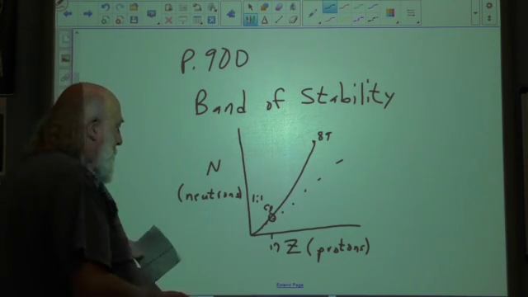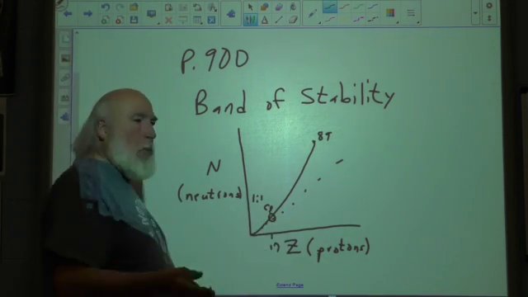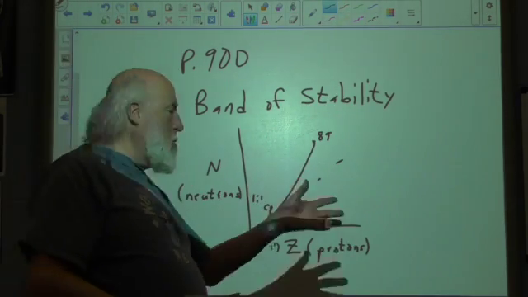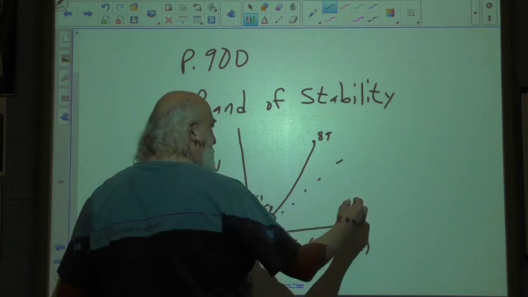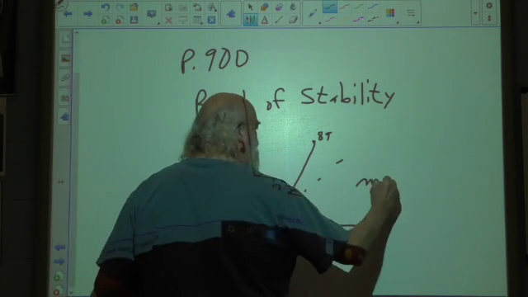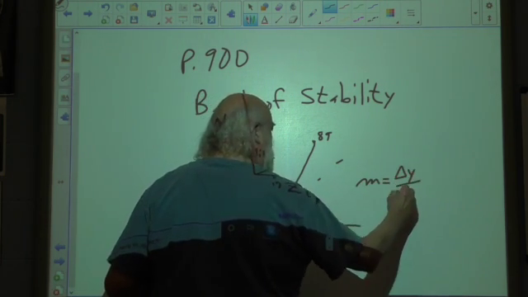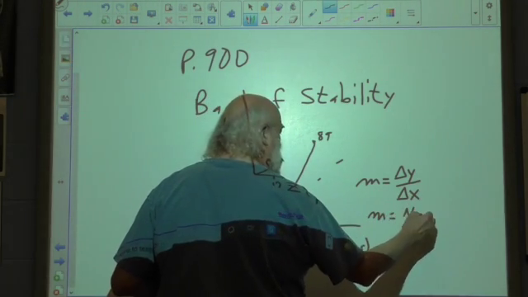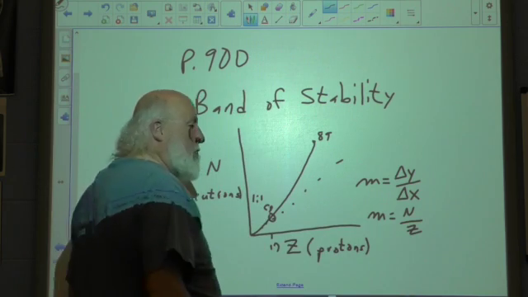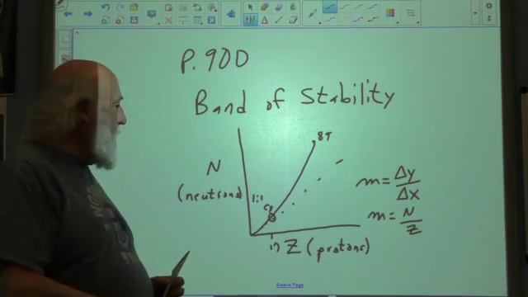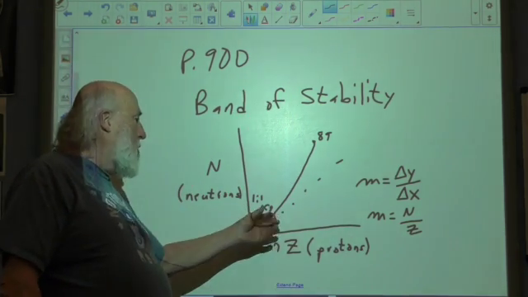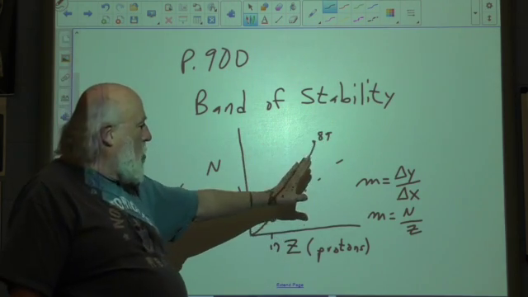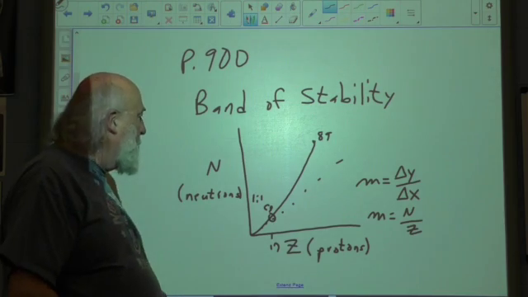Now, what a slope represents is the ratio of the y-axis to the x-axis. You remember that from algebra. So since slope is equal to delta y over delta x, in this particular case, the slope is equal to N over Z. So this is the ratio of neutrons to protons. And like I said, it's a 1-to-1 ratio here, and then it starts going up higher than 1-to-1. As you see, the slope gets bigger and bigger as you go up there.